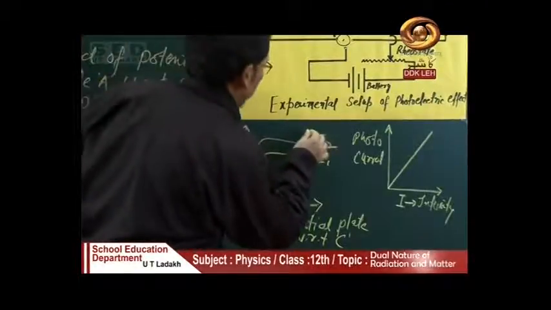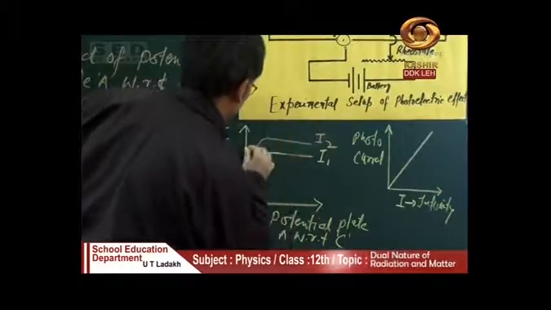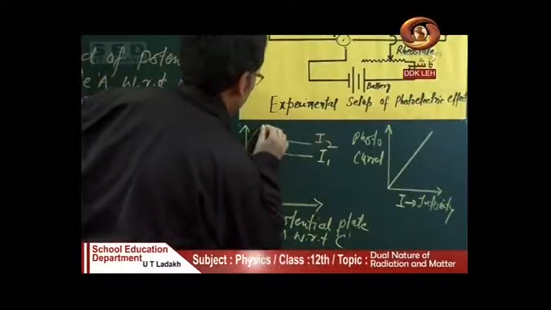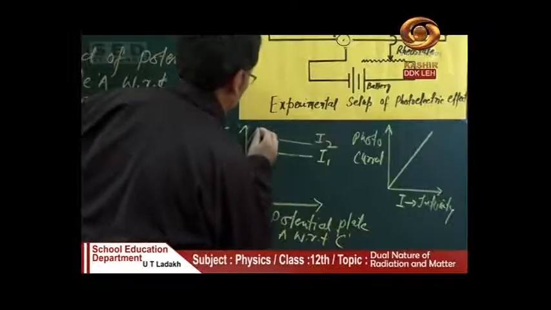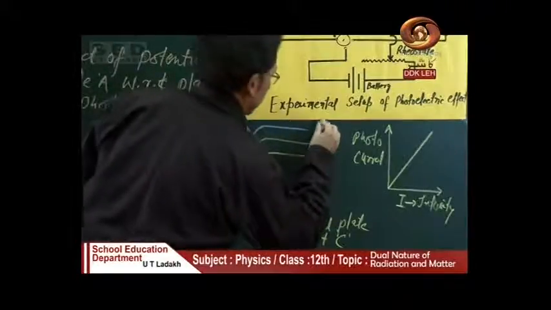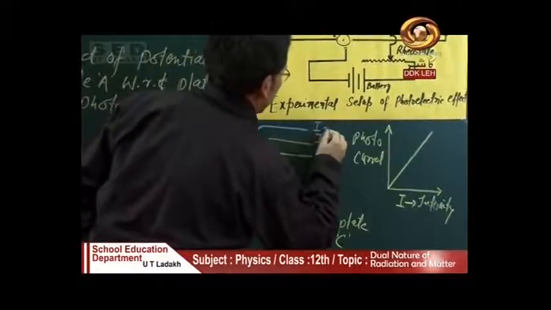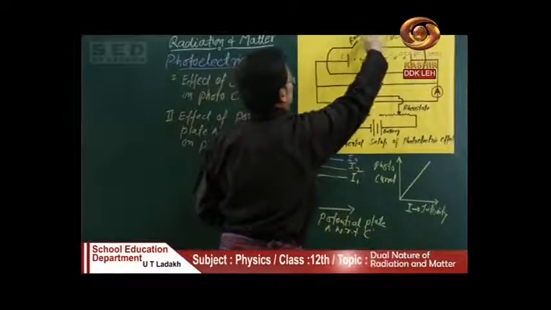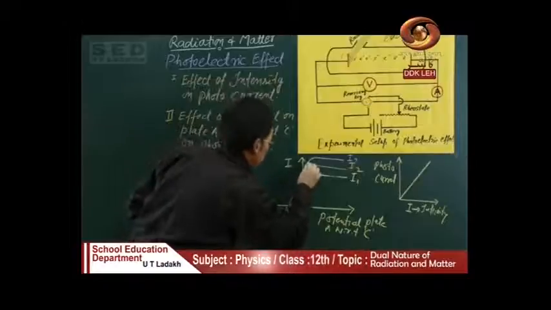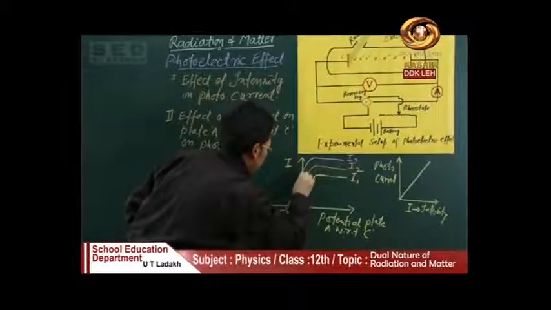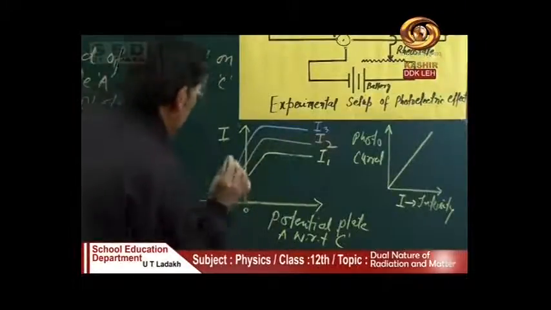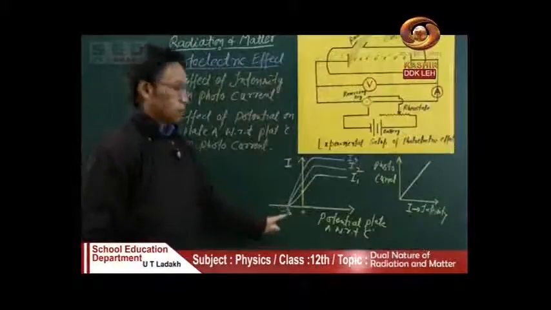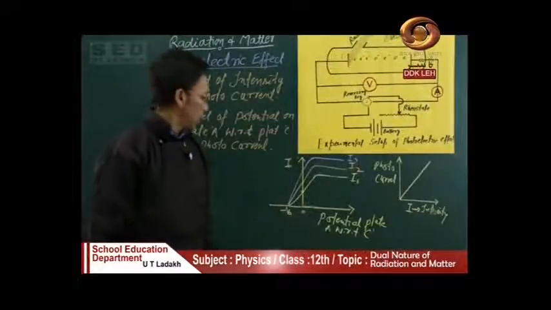Similarly, we can plot for intensity I3 like this. This is for intensity I3, so I'm using a different color here. This is intensity I3, which is greater than I2 and I1. If we decrease the potential, the current decreases and automatically becomes 0 at this stopping potential V0.